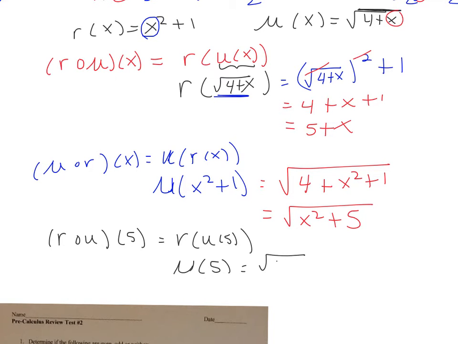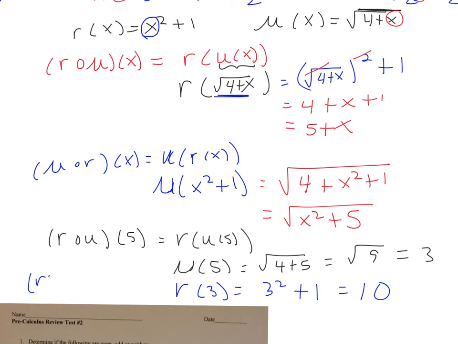So it's the square root of 4 plus 5, which is the square root of 9, which is 3. Now I want to do R of 3. So it's 3 squared plus 1, which is 9 plus 1, and that's equal to 10. So R of U of 5 is equal to 10. Okay, so let's take a look at number 5.